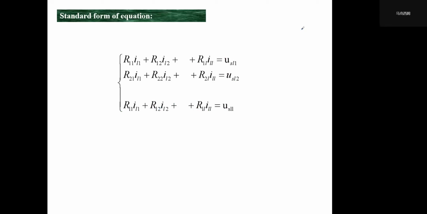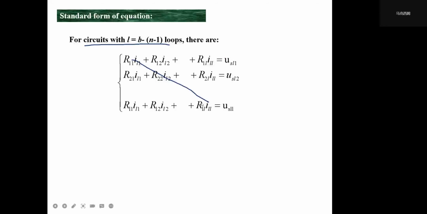So we can just write it in a standard equation like this. For circuits with L equals b minus n plus 1 loops, we can write this equation like this. And in the diagonal line, you will see that this consists of all the same stuff.